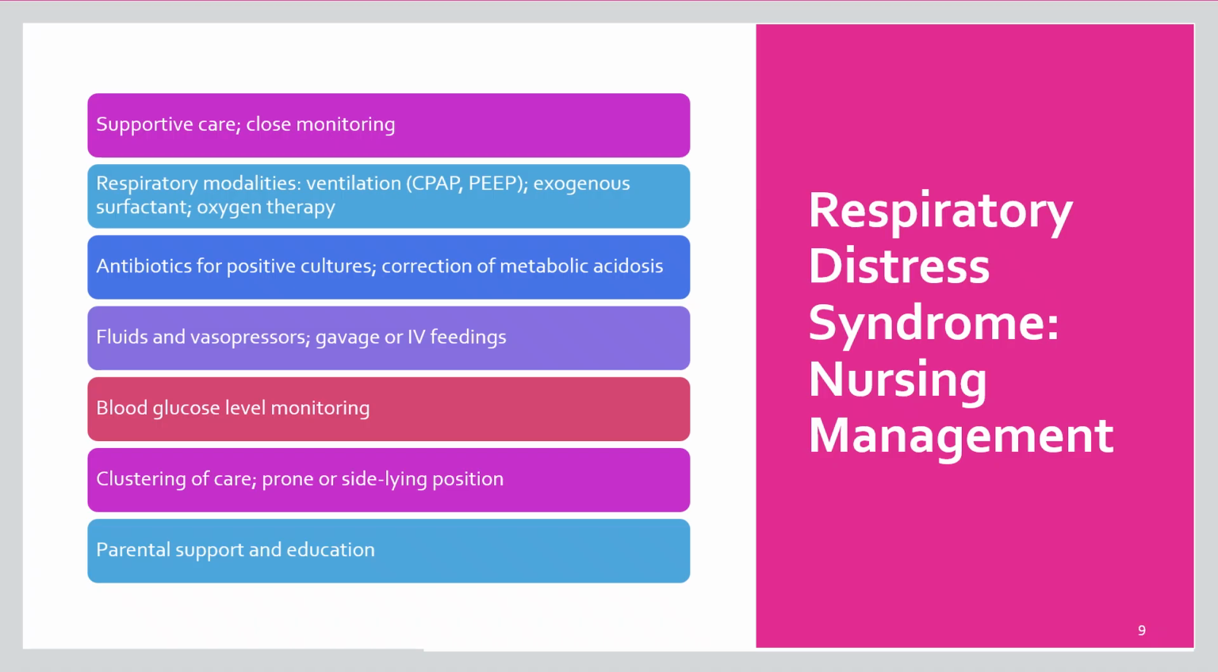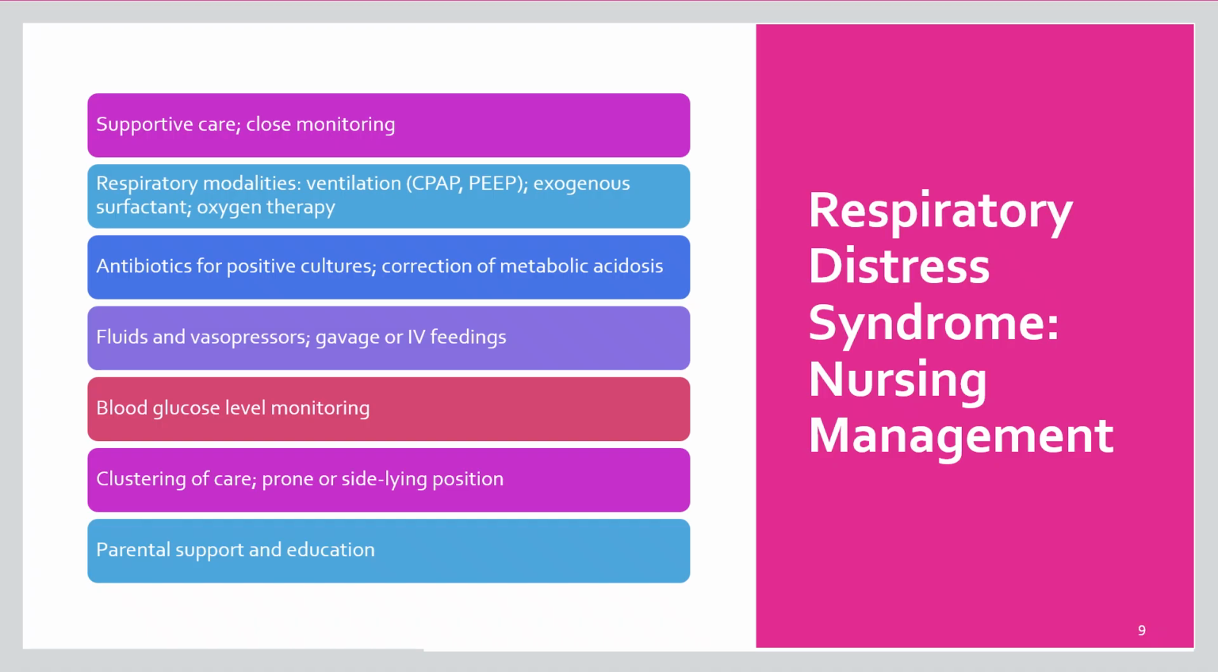And then respiratory distress syndrome nursing management: supportive care, close monitoring as always. We need to monitor the respiration, monitor for cyanosis, monitor the heart rate, and the respiratory modalities, what kind of modalities the baby needs. Sometimes ventilation, CPAP, and PEEP, that is a ventilator; the baby needs to be put on a ventilator machine. And then exogenous surfactant. We have to give the surfactant, a lubrication liquid from outside, and also oxygen therapy. As I said before, they can give artificial surfactant, or they can give dexamethasone to help the baby produce more surfactant.